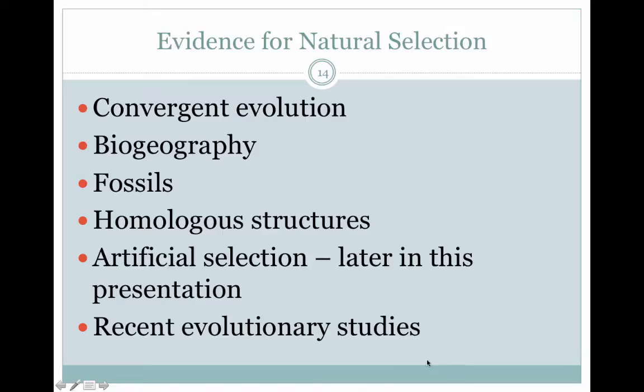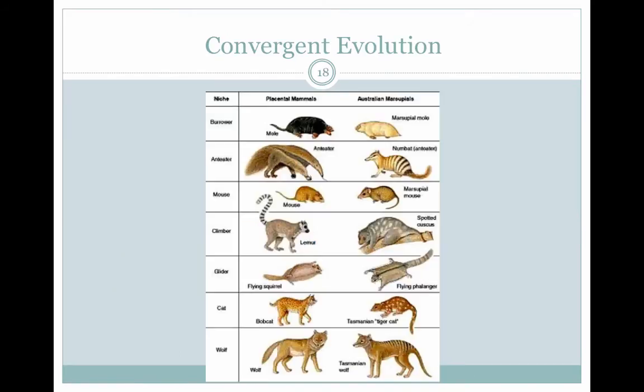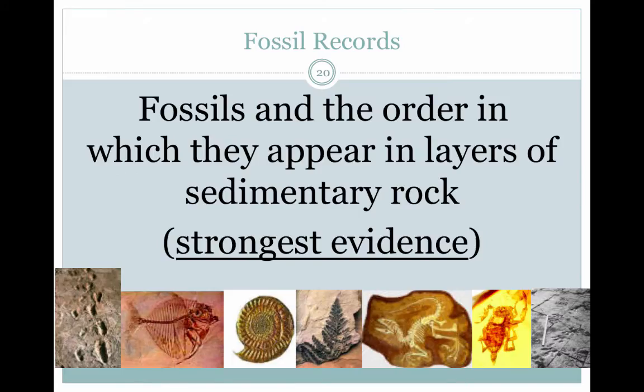A lot of this is not in your book, so I'm going to skip ahead to the stuff that is. I will go over the rest of this stuff in class. I'll also make sure I film a video so you have it to review. Okay, convergent evolution, not in our book. We're going to talk about it. Biogeography, not in our book. We have discussed fossil records already.